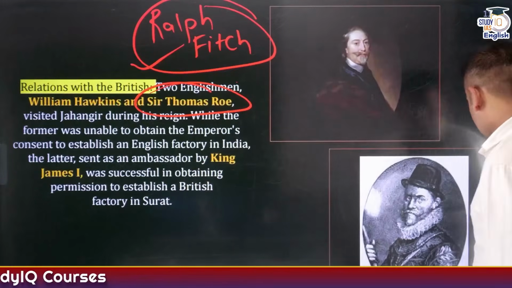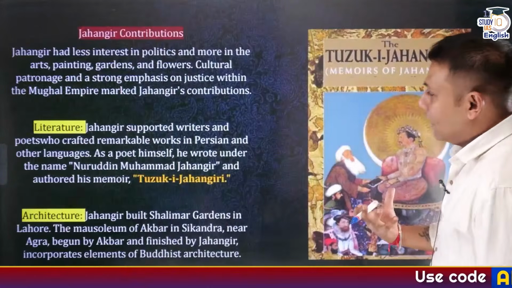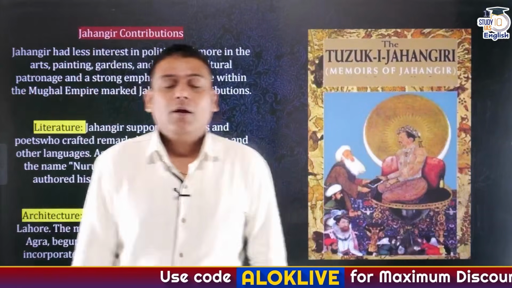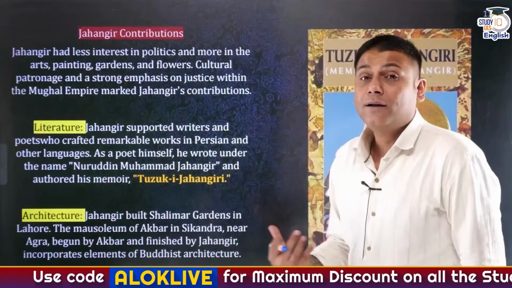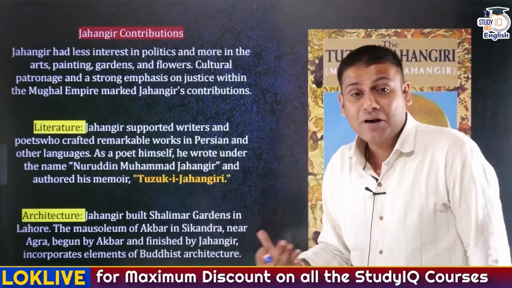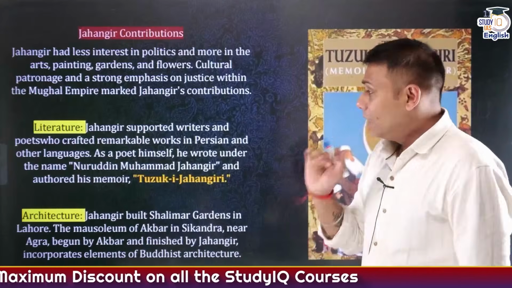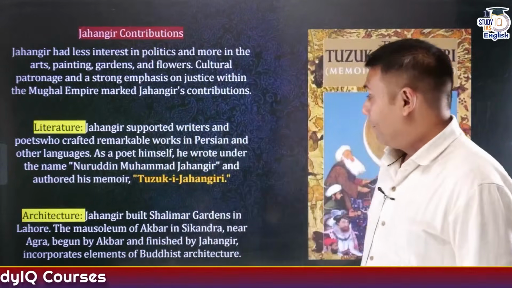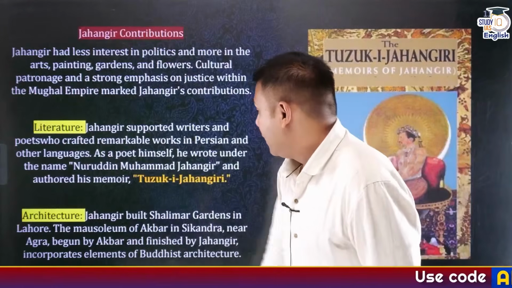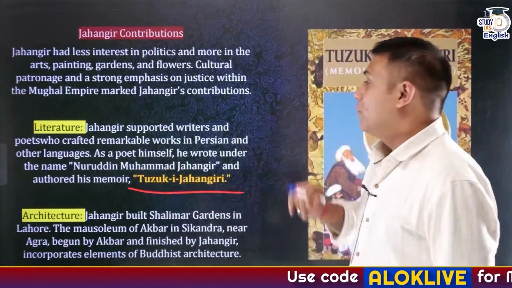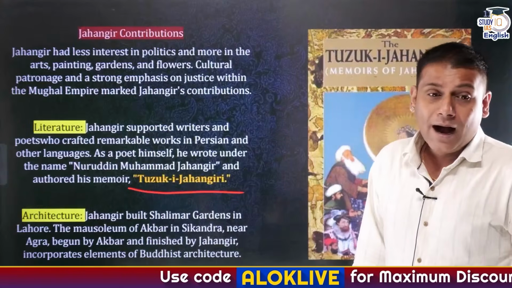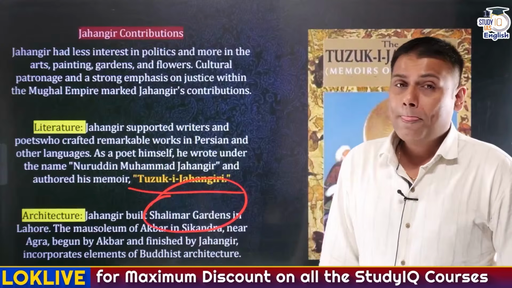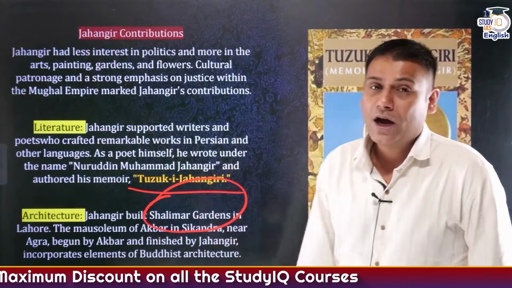And last few points. As I have told you, Jahangir patronized art, architecture, literature and painting a lot. Another important example, Jahangir supported writers and poets at that time. Specifically, Tuzuk-e-Jahangiri was written at that time. In architecture, the Shalimar Gardens in the region of Lahore are credited to the time of Jahangir.